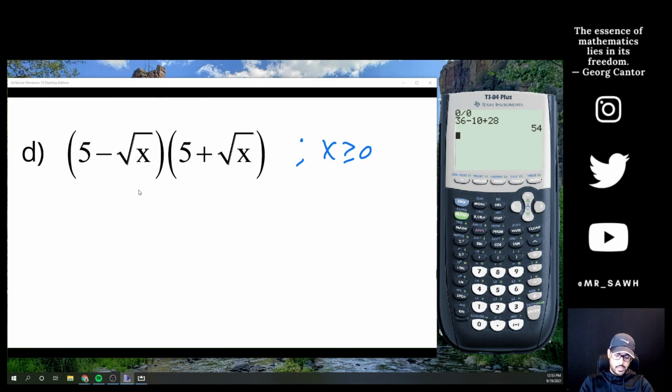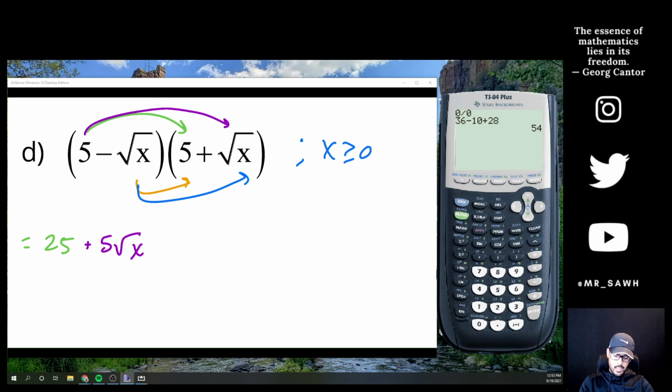And now this is our distributive property like we've talked about. So there's 1, there's 2, there's 3, and there's 4. The 4 places we're going to multiply. 5 times 5 is 25. Our purple one we'll do next for a positive 5 root x. In orange, a negative 5 root x. And in blue, a negative root x squared.